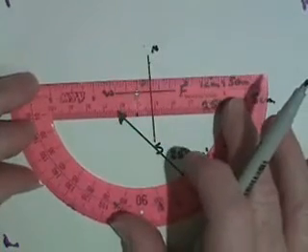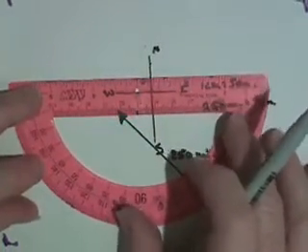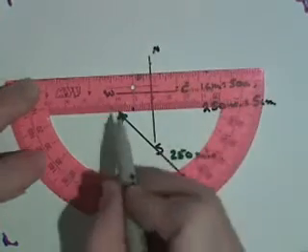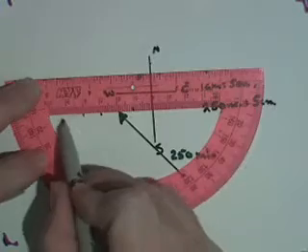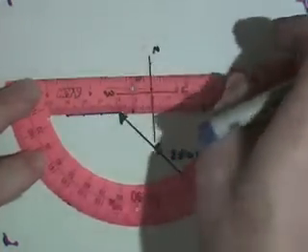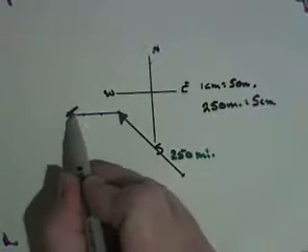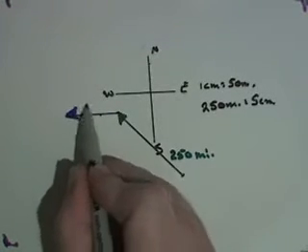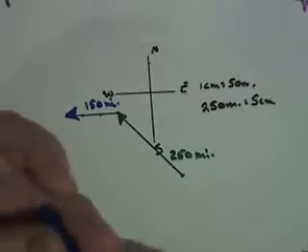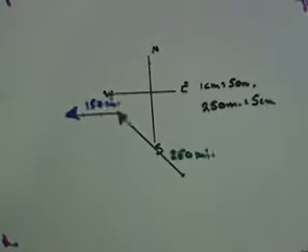And I level it up here. And 150, using my scale, should be about 3 centimeters long. So I come over 1, 2, 3 centimeters. I draw an arrow, and that represents my path, my flight, 150 miles. And you are asked to solve it both mathematically and graphically.